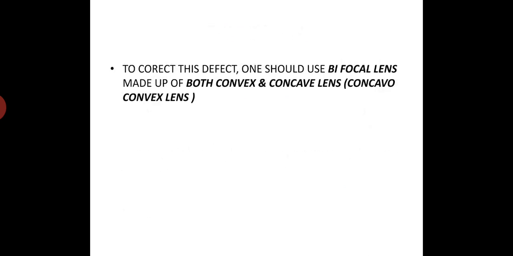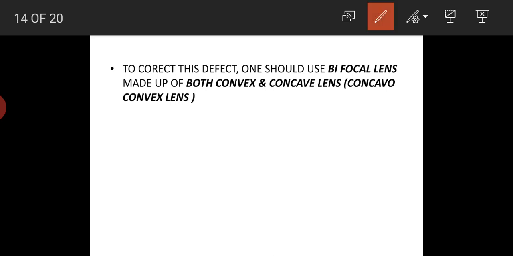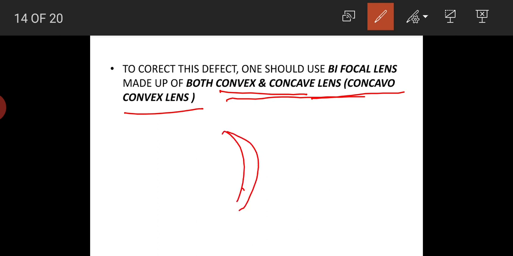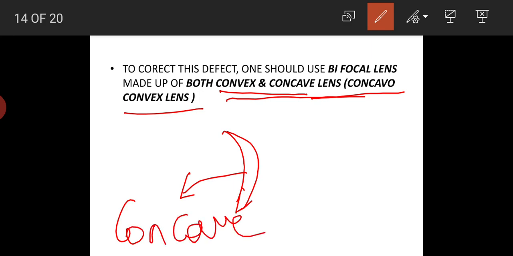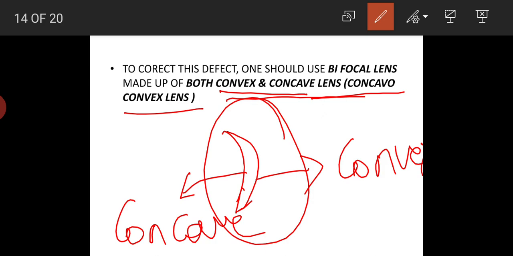To correct this defect, one should use a bifocal lens made up of both convex and concave lens, that is a concavo-convex lens. The upper surface is made up of concave and the lower surface is made up of convex lens. So one should use a concavo-convex lens in order to correct presbyopia.